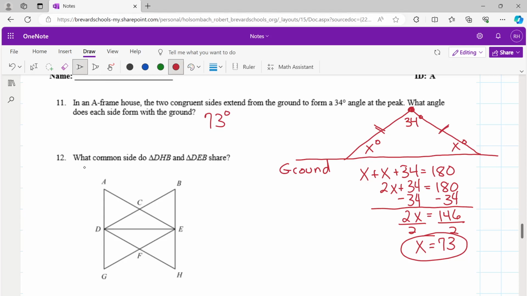All right, number 12. Very confusing looking picture, isn't it? Don't look at it. What common side do these two triangles have? Don't you describe a side with two vertices? You're going to ask yourself what two vertices are in both descriptions. DB, right? What common side do the two triangles have? They both have a D and a B in them. So they share DB. Side DB.